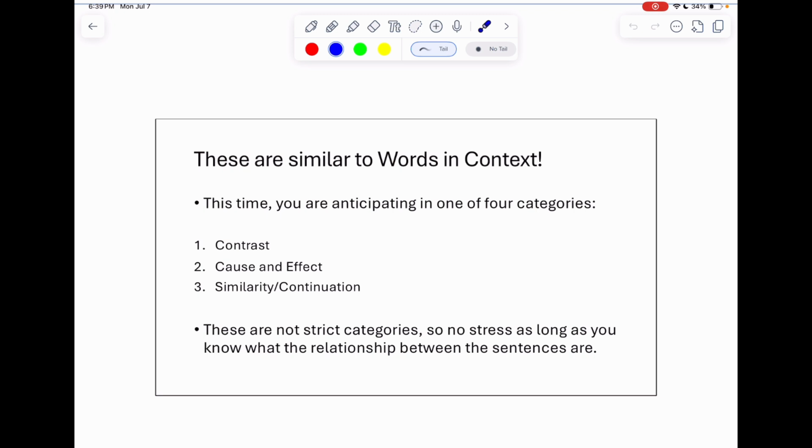We're going to use a similar technique of anticipating what word goes in the blank based on the rest of the sentence. But this time we're going to be anticipating in one of three categories: contrast, cause and effect, or similarity and continuation. Again, these are not strict categories. Sometimes things can land in both categories or be more specifically outside of one of the categories. But generally speaking, it's going to land pretty close to one of these. So they're great areas to send your focus and look.